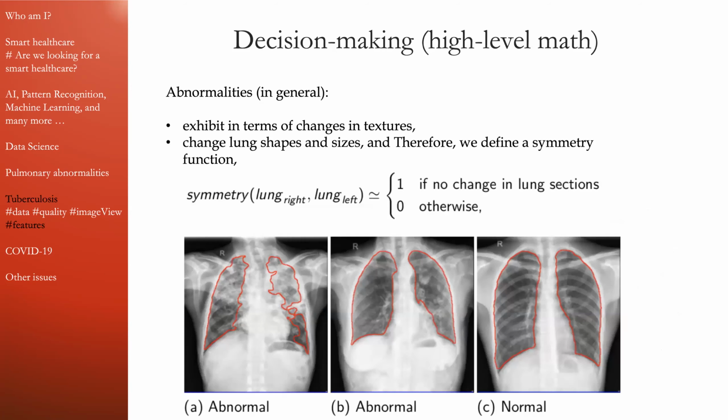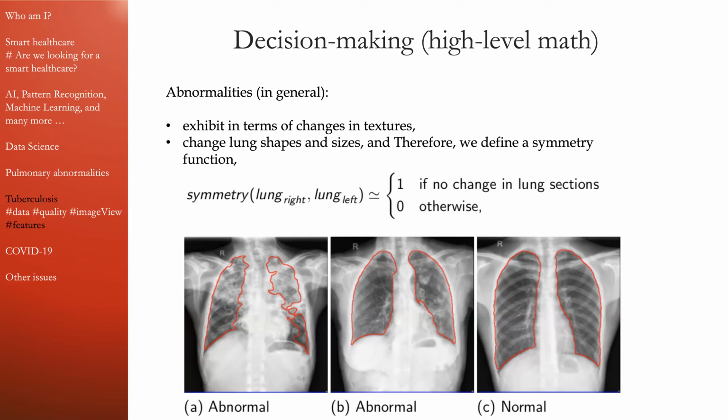So while talking about these things, think of the following. If we look for symmetry between two lung sections, then these are two lung sections, you just overlay them. If I feel like this is cool, a very nice overlap, 100% overlap, then yes, symmetry exists, meaning no change in lung sections, meaning symmetry is high. So probably we say this is normal.